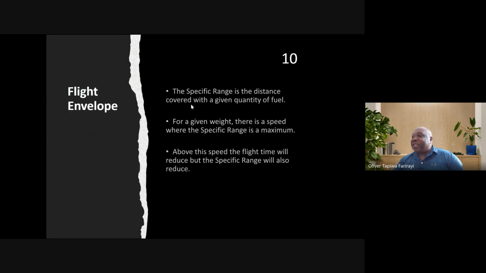The specific range is the distance covered with a given quantity of fuel. For a given weight, there is a speed where the specific range is maximum. This is what you have to pick up now so that you get the best benefit out of the fuel that you have. Above this speed, the flight time will reduce, but the specific range will also reduce. So you might get there earlier, but you might not have enough fuel if you go to divert.